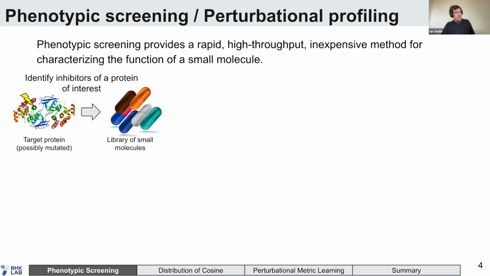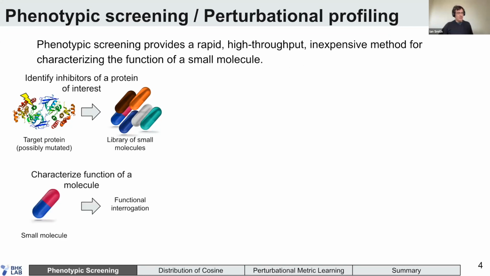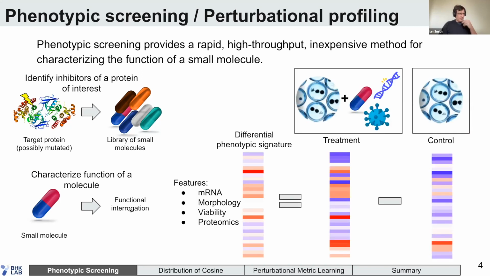And even still, there's no guarantee that something that works in a model system or a binding assay is going to be relevant in a patient. So one alternative is to do a data-driven approach where you characterize the function of each molecule in your library and interrogate its function using phenotypic screening. Phenotypic screening is designed to be a rapid, high-throughput, inexpensive method for characterizing function.